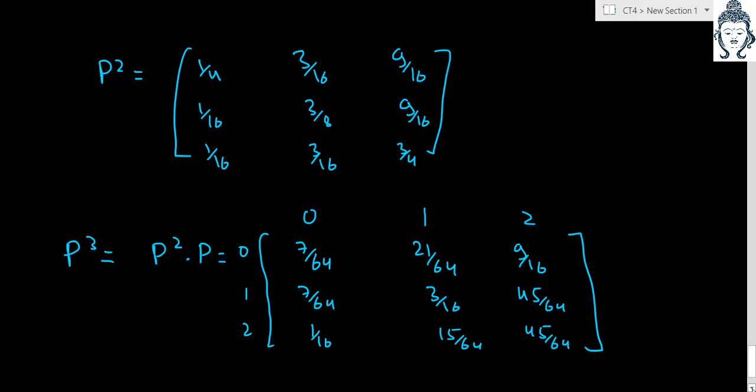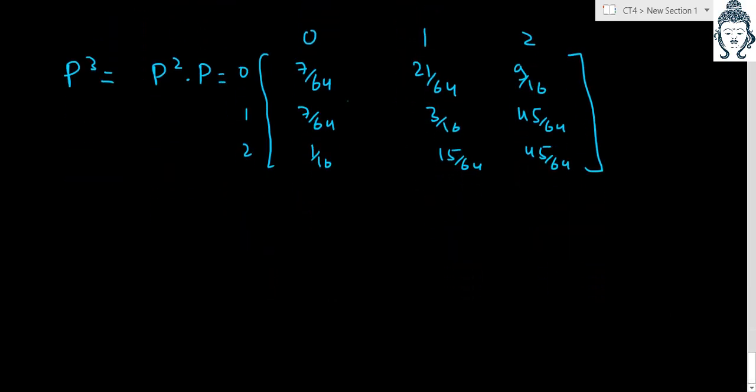Now which element did I need? I needed the element of going from 0 to 2, right? So 0 and 2. This is my initial state i and this is my final state j. So I'll have to take the first row and the third column, so that is 9 by 16.